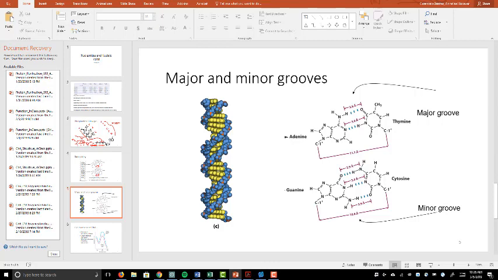And I had two base pairs here, but the minor groove would be on the bottom of this base pair, and the major groove would be exposed on the top of this base pair as well. Okay, all right, carry on.